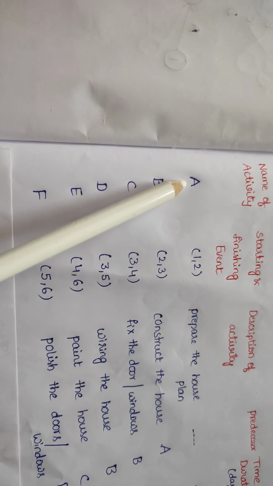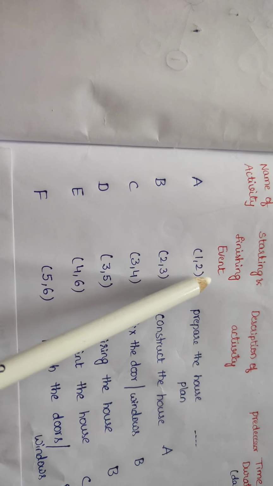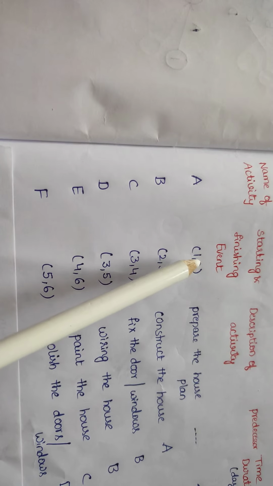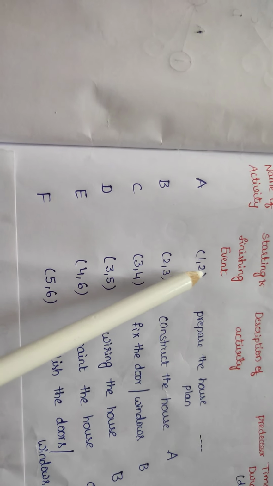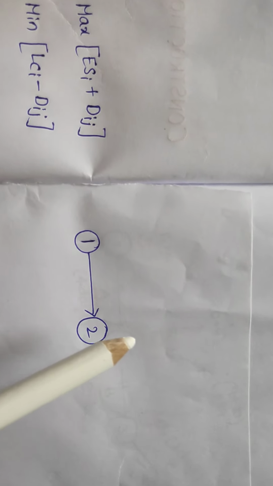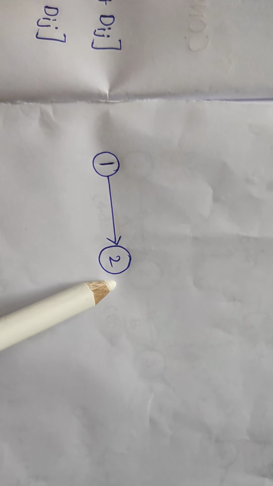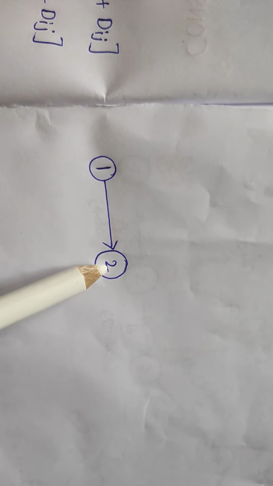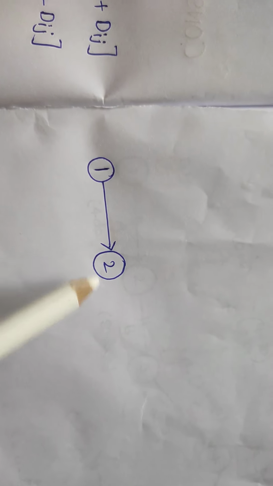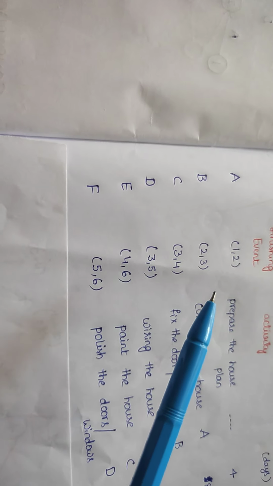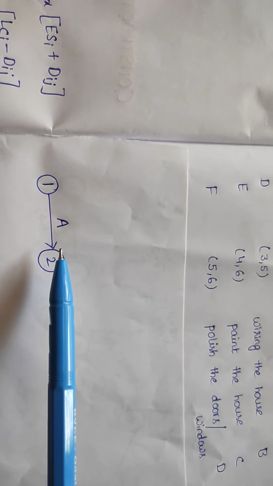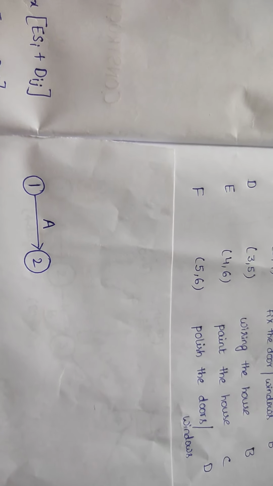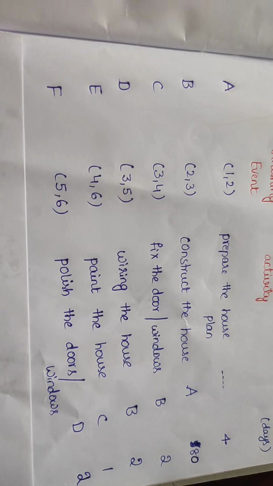Here the first activity name is A. The starting and finishing events are 1 and 2. Let us start the diagram with 1 and 2. So 1 is the starting event and 2 is the ending event. It will be named as capital A. The amount of time taken for this activity A is 4 days.